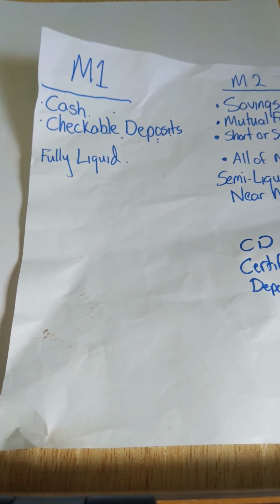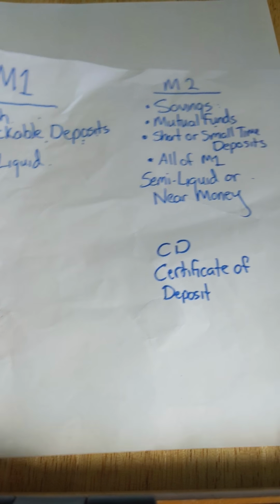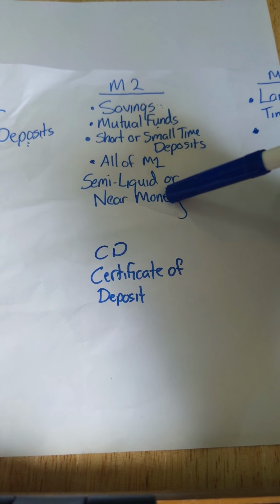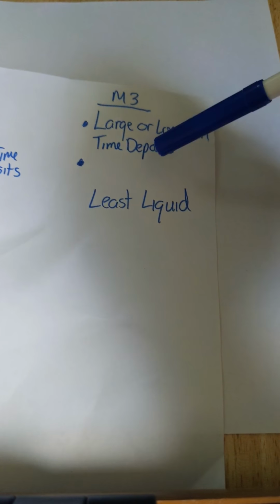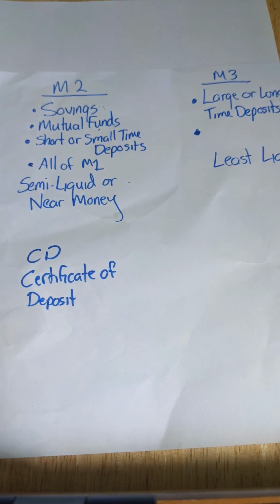First, probably a review of this. M1, cash and checkable deposits, and those are fully liquid. M2, savings, mutual funds, all that stuff. M3, long-term time deposits. What's not part of the money supply is any money at the Federal Reserve. That's important to keep in mind too.